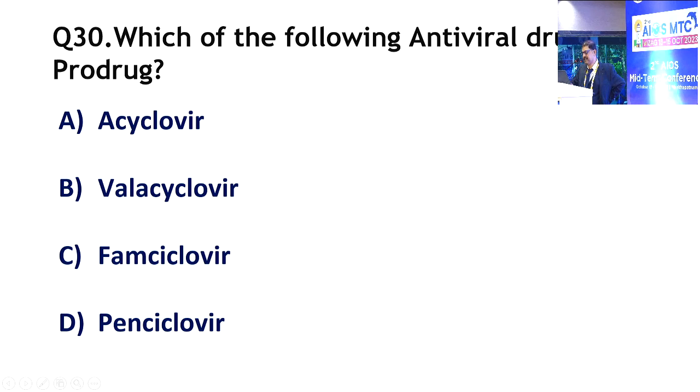Option C, famciclovir is the prodrug, and the active drug is actually penciclovir. Famciclovir in the body gets converted into penciclovir, which is the active molecule.